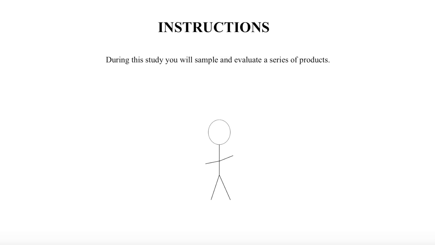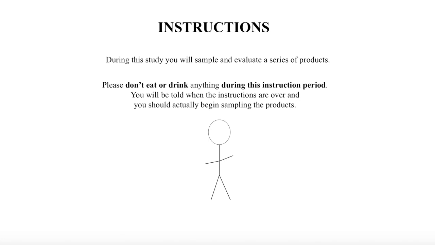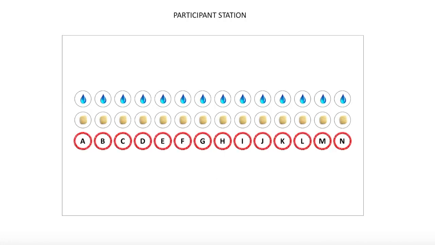During this study, you will sample and evaluate a series of products. Please don't eat or drink anything during this instruction period. You will be told when the instructions are over and you should actually begin sampling the products. In front of you are 14 juice samples, juices A through N.